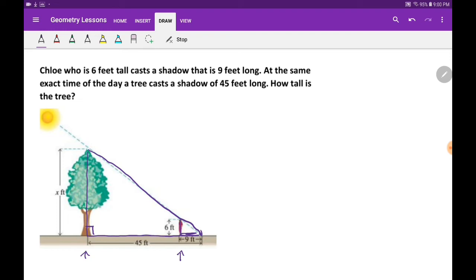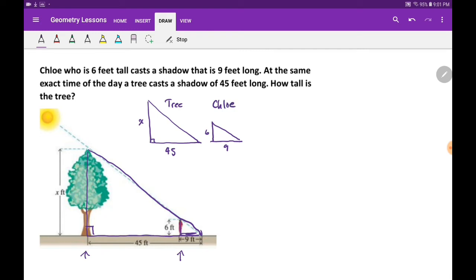All right. Now if I may, I will separate these two triangles. So I'll have one bigger triangle. It doesn't have to be the exact same size. That's your x. And then the shadow of the big triangle is 45. And then I have another triangle, a smaller triangle, that's Chloe. And I have the shadow: Chloe's height is 6 feet, and her shadow is 9 feet. So this is the tree, and this is Chloe.